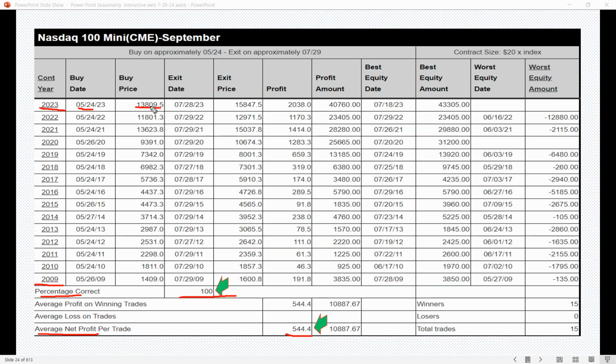It was 13,809, this being the NASDAQ 100, and then exit on the 28th of July at 15,847. So you can see that price increase there. So the profit then, based on this futures contract, was over $2,000. It'll show you the profit amount, best equity, when that date was, best equity amount, worst drawdown, et cetera. So there's a lot of good stats, but this is the one thing that I like to look at.